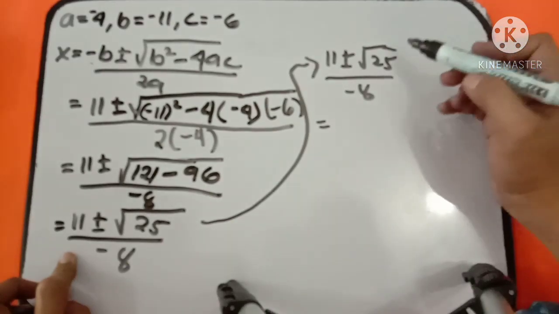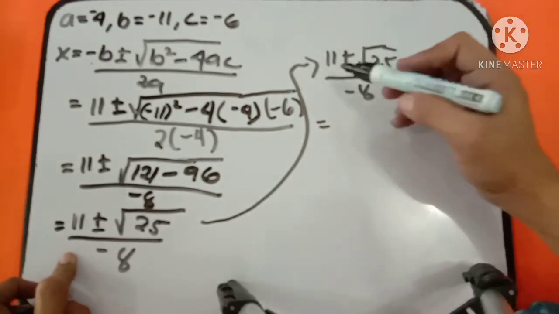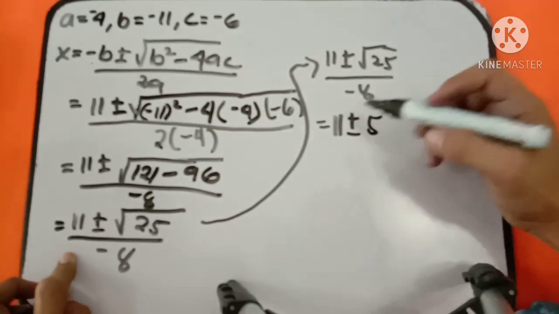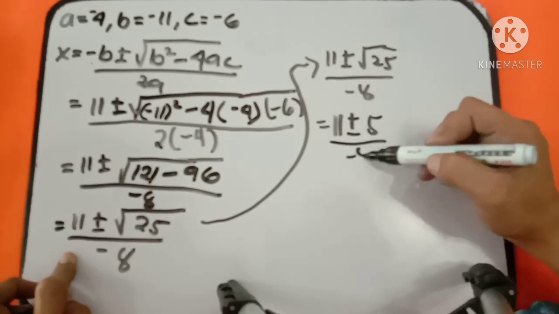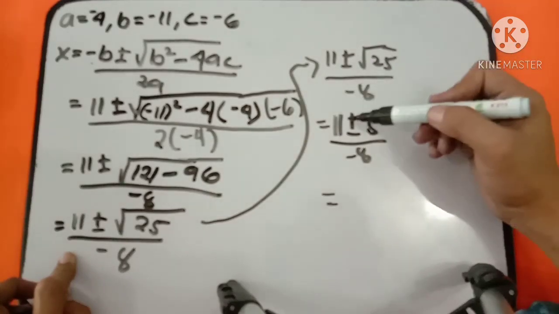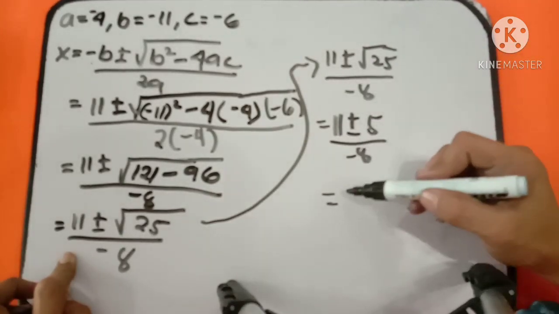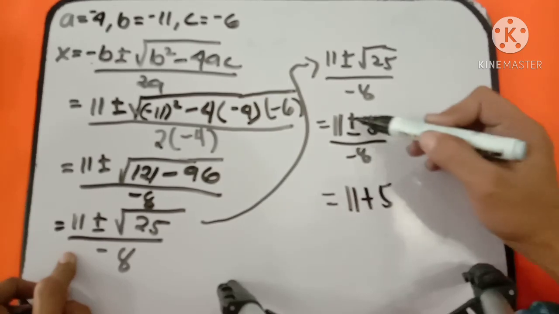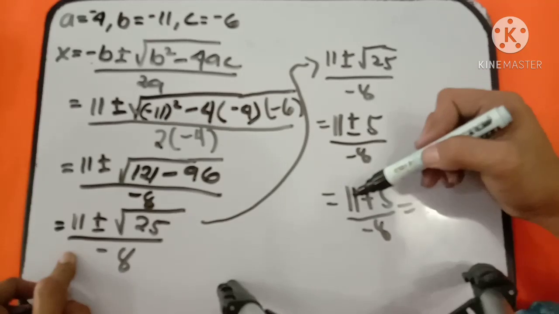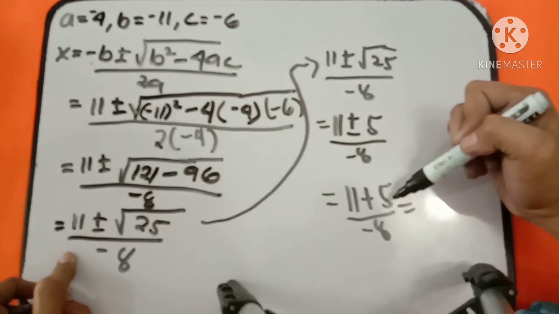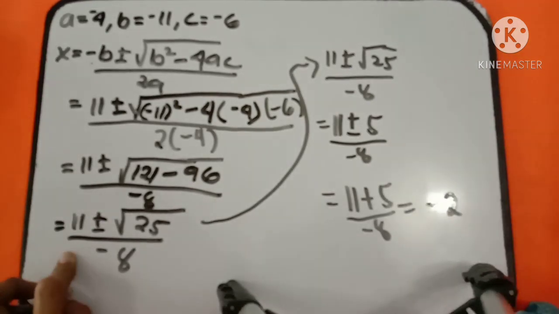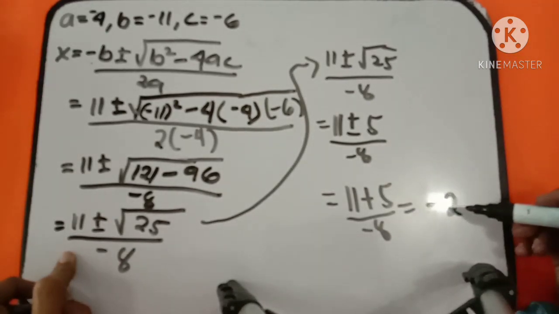Next step, we have to extract this 25. So copy 11, positive, negative. The square root of 25 will give us 5. Then copy over negative 8. Then we simply again separate the positive to negative. So we take first the positive. So 11 plus 5, the positive 5 over negative 8. Then we simply evaluate. 11 plus 5 is 16. 16 divided by negative 8 is negative 2. So this is one of the values for x.